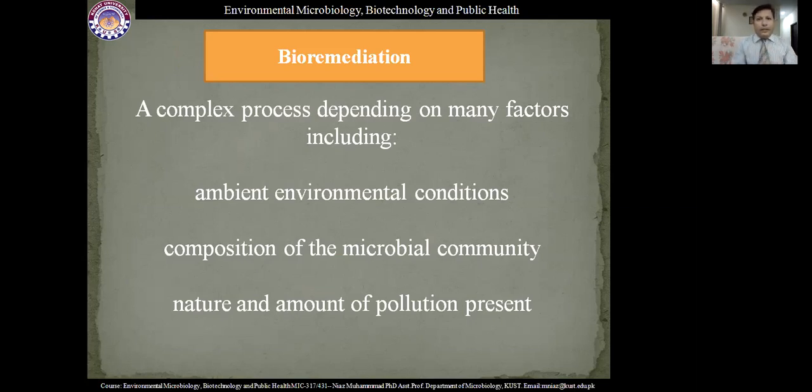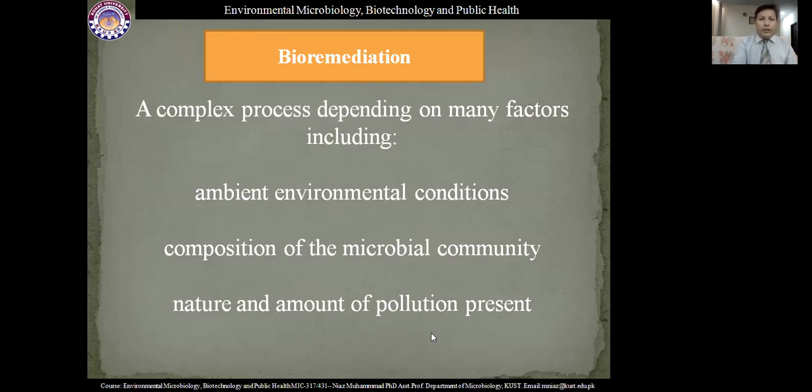If that environment is suitable for the growth of the microorganism, so various type of microbial growth will take place over there and they will produce various types of enzymes that will decompose that pollutant. Number one, it depends on ambient environmental condition. What is the condition of the environment of that place? What is the temperature? What is the pH? What is the oxygen content? And what is the pollution type? And which type of microbial communities are there?